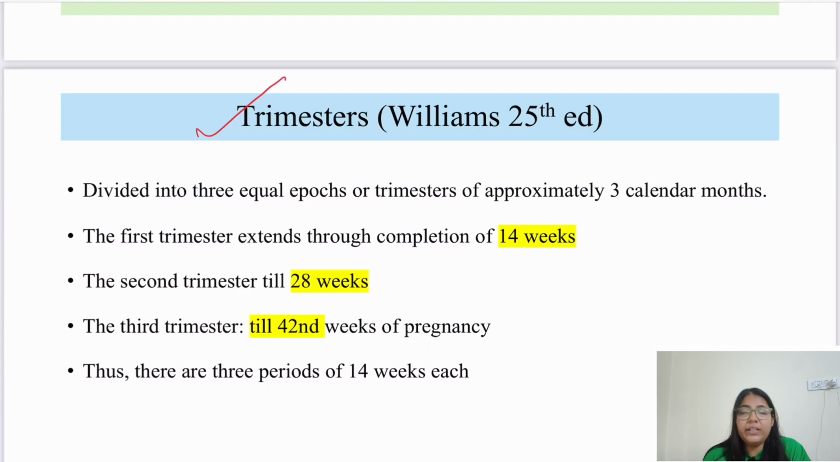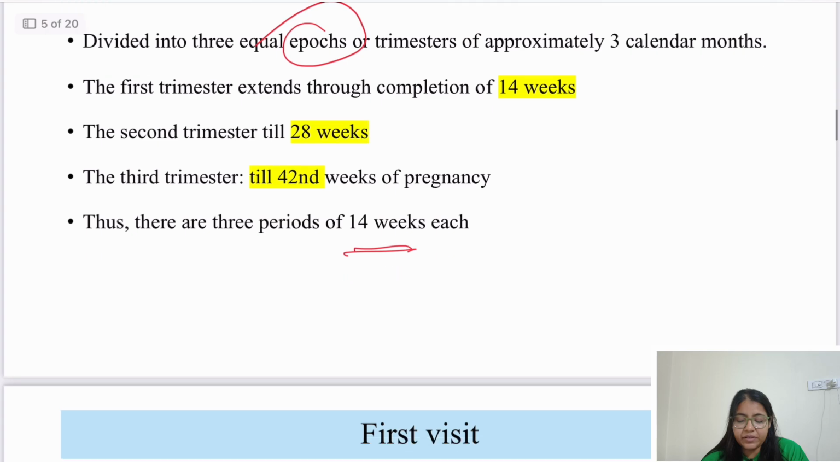So, how many trimesters are there? As you all must be knowing, there are 3 trimesters, also known as epochs, of 14 weeks each. So, 0 to 14 weeks is the first trimester, up till 28 weeks is the second trimester, and then up till the 42nd week is the third trimester.